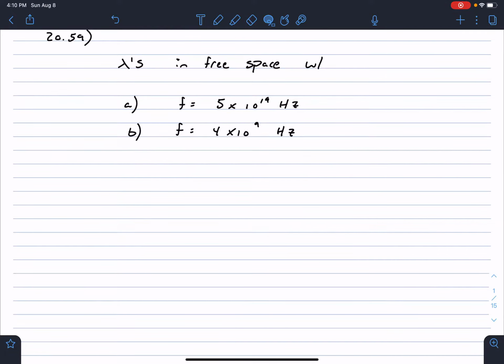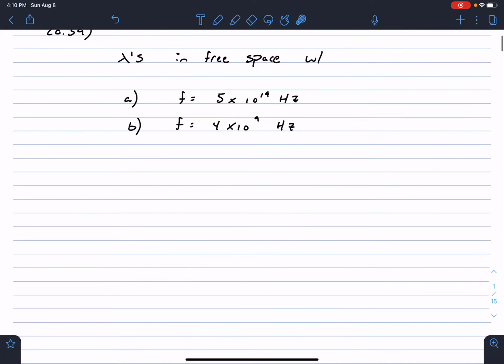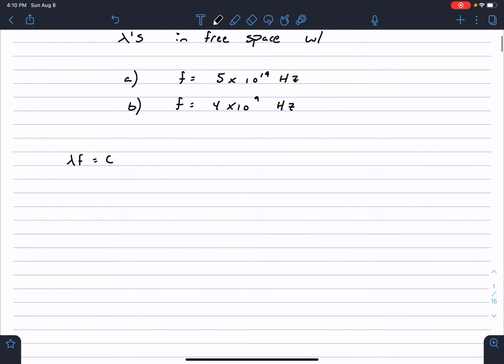Problem 59 from Chapter 20. We're asked to find the wavelengths in free space for parts A and B, where we have frequencies of 5 times 10 to the 19 hertz, and we also have 4 times 10 to the 9 hertz. For both of them, we're going to use this formula: wavelength times the frequency is equal to the speed of light. So we solve for the wavelength.